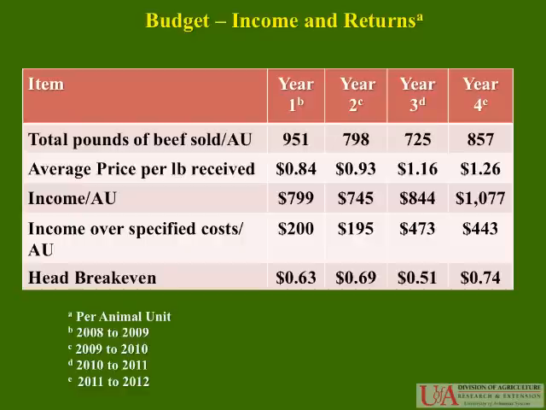Costs went up in year four because of two main categories. One, fertilizer went up in year four. And number two, replacement cow cost went up in year four. Those are the two main categories that went up.